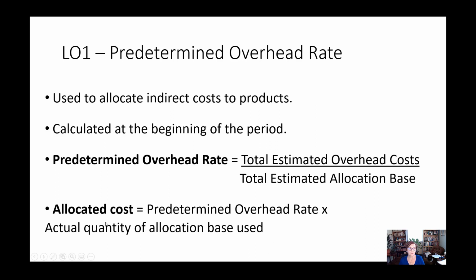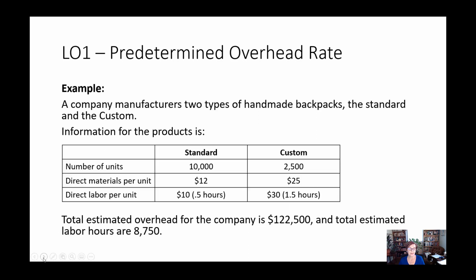Once you have that, your allocated cost is equal to your predetermined overhead rate times the actual quantity of allocation base used. Now let's take a look at an example. If you're in my class, this is on the handout that's in the class, and if you're not, you can find this handout in the comments section below.